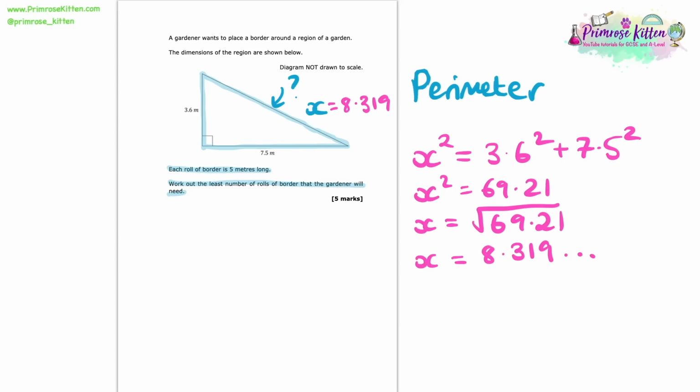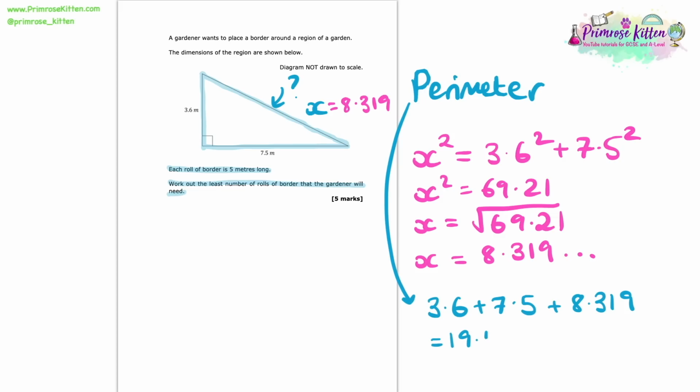Now we have enough information to work out the perimeter of this triangle. So let's do that. Let's get this perimeter. It's going to be equal to 3.6 plus 7.5 plus 8.319. And that ends up giving us a total for the perimeter of 19.419.